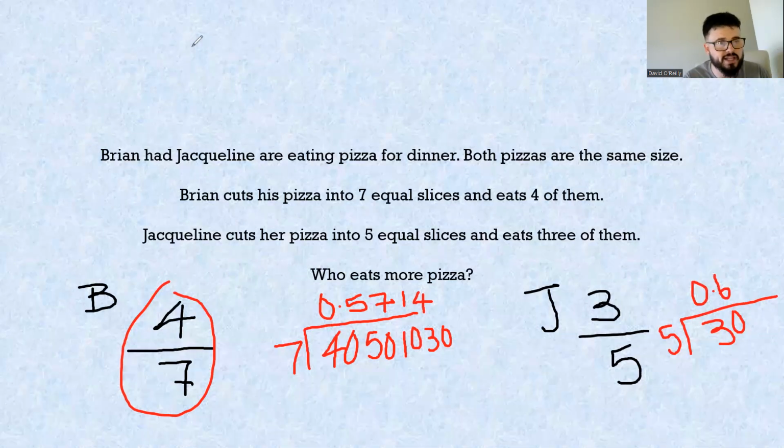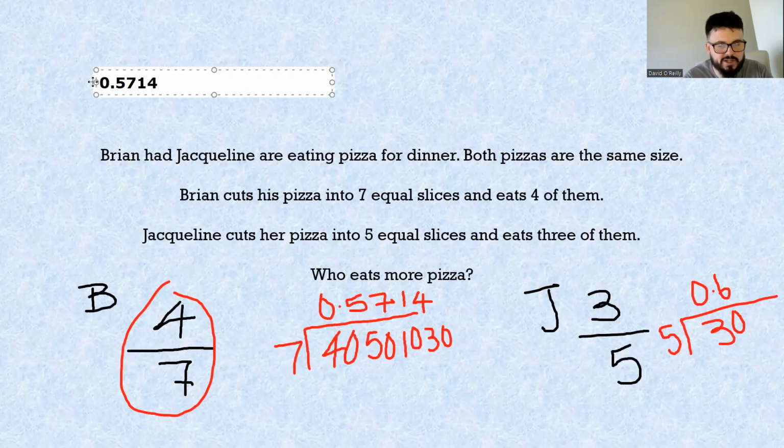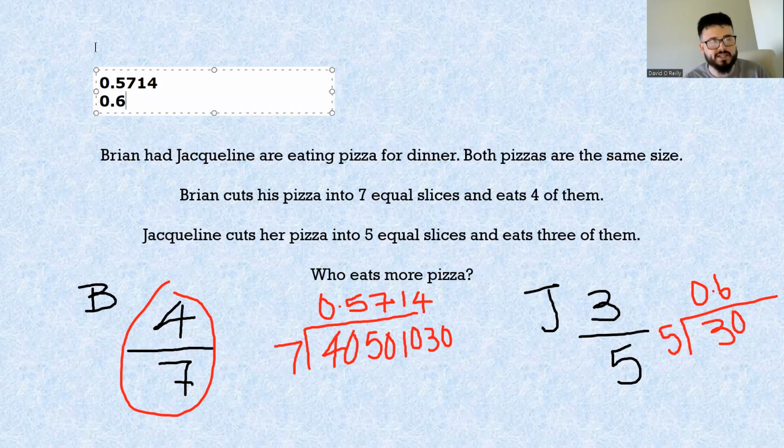We can compare these numbers much easier than comparing the fractions. Brian has eaten 0.5714. Jacqueline has eaten 0.6. So Jacqueline's eating more because we know 0.6 is a larger number than 0.5714. Okay, and that's it. That's how we do it.